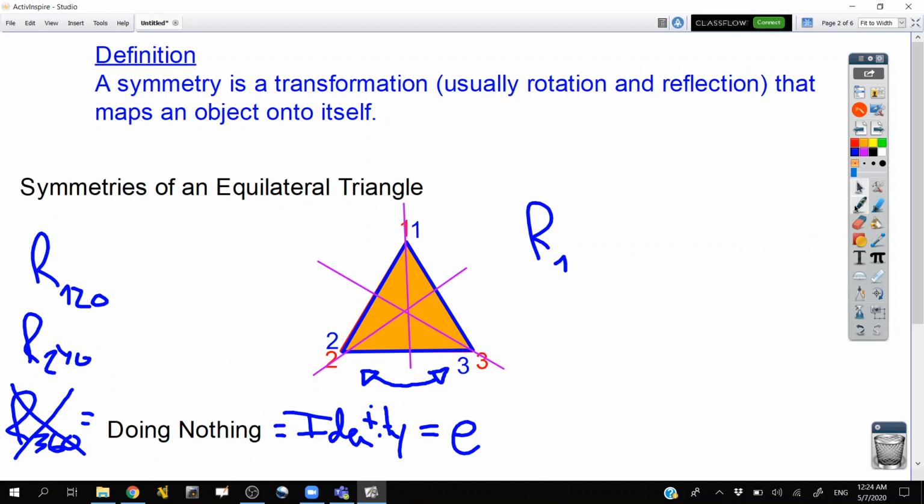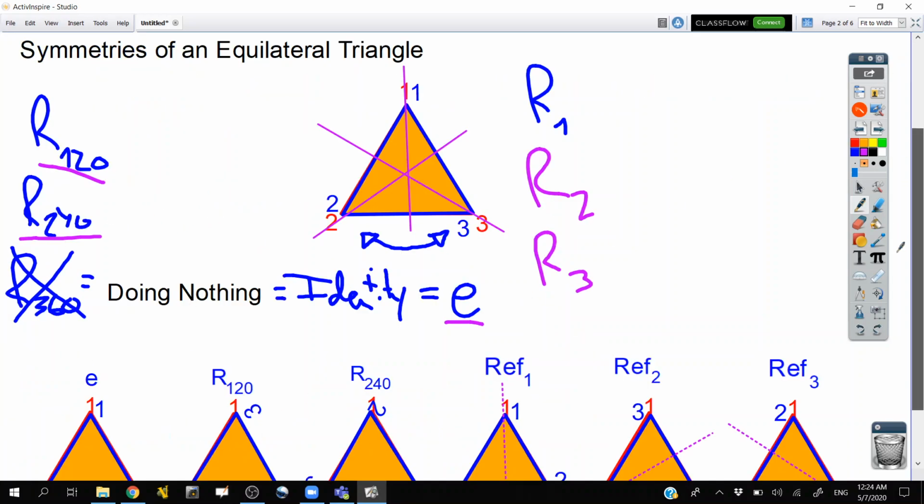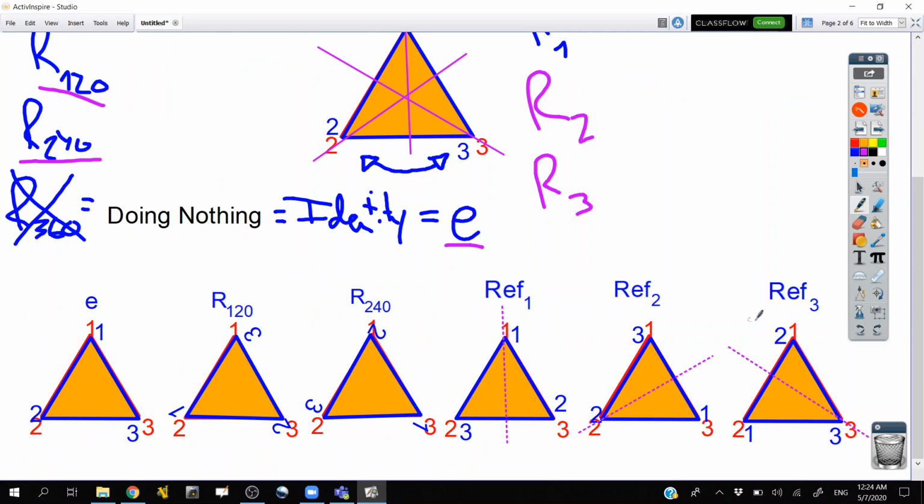So the symmetries of an equilateral triangle are reflection 1, reflection 2, reflection 3, rotation of 120, rotation of 240, and the identity. That's all of the symmetries of an equilateral triangle, saying that an equilateral triangle has 6 symmetries, and they look like this.